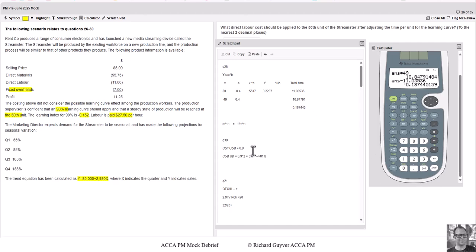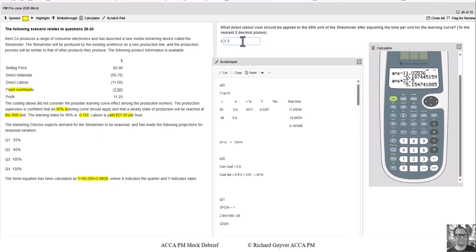I now need to multiply by the hourly rate, which is 27.50, and that gives me 5.15. That all rounds down. So 5.15 is the corrected cost for the labour rate. That's a little bit fiddly, a bit annoying that the calculator doesn't work like it should do.